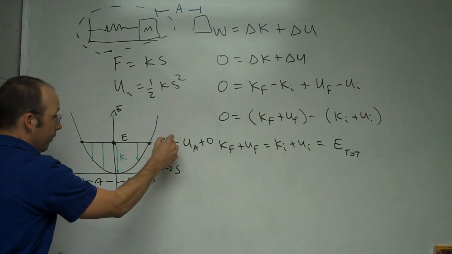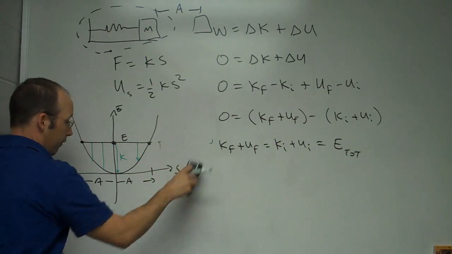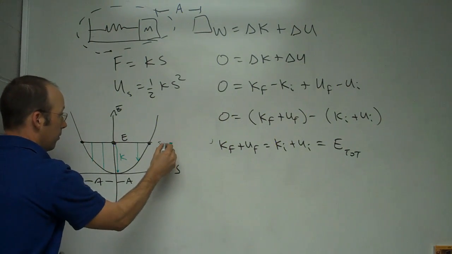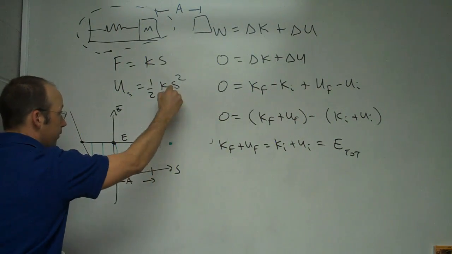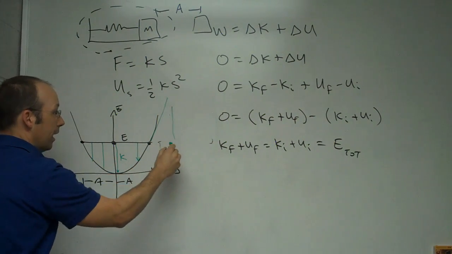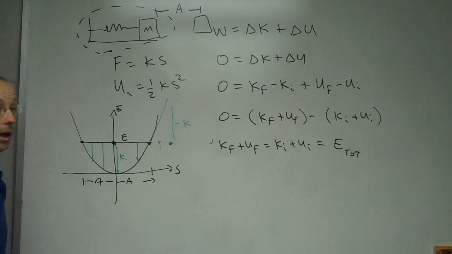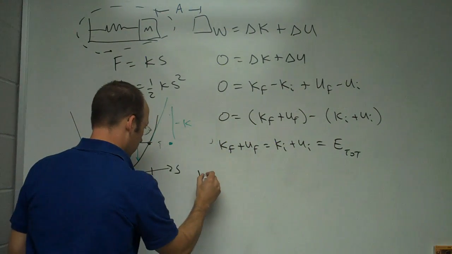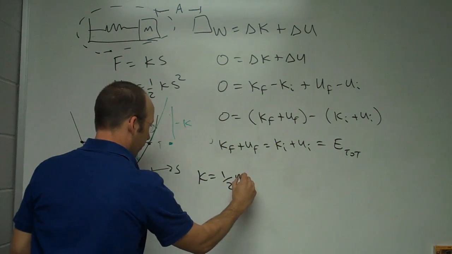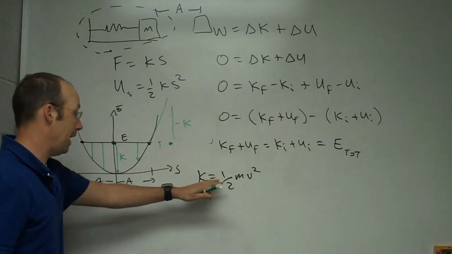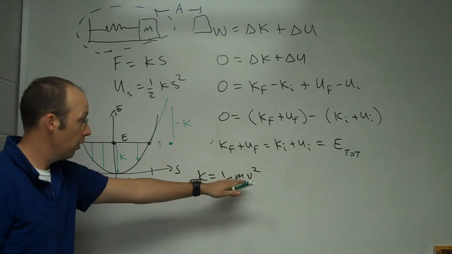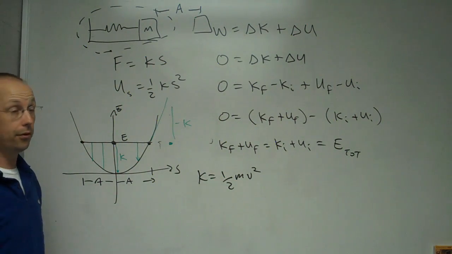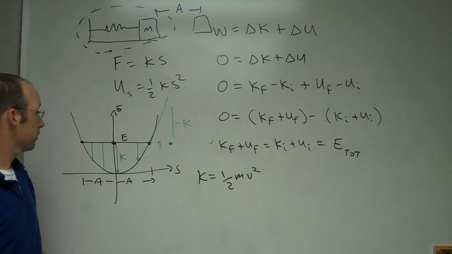Now, I couldn't have the particle over here, because then U is above the total energy, so it would have to have a negative kinetic energy. And kinetic energy is 1/2 mv squared. So if that's negative, either the mass is negative or v squared is negative, and both those aren't very good situations.